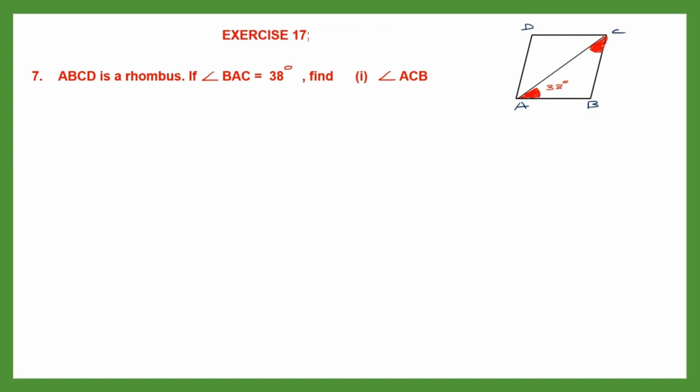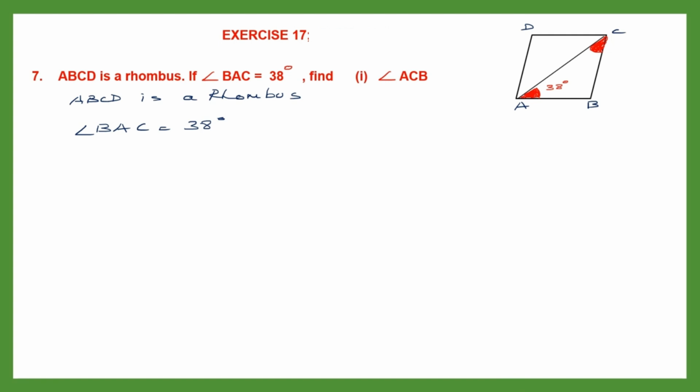So first let's write what's given to us. We are given that ABCD is a rhombus. Then we are also given that angle BAC is 38 degrees. Now here, if you look carefully, AB and BC will be equal. These two sides will be equal, because they are sides of a rhombus and all sides of a rhombus are equal.